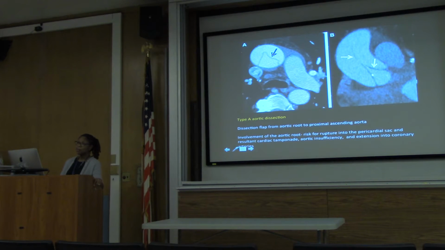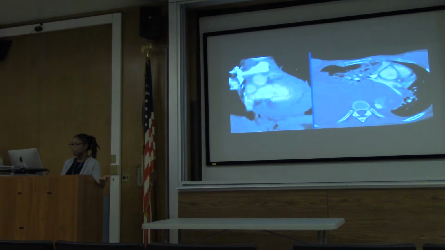Like I mentioned, the type A's are very dangerous because they can involve the aortic root and can actually propagate into the pericardial sac, resulting in aortic insufficiency, pericardial tamponade, and also into the coronary arteries. So type A's are definitely handled surgically. So here's an example of a type A dissection that resulted in a large pericardial effusion, and also the aorta has ruptured. There's a large hemothorax, and there's a large mediastinal hematoma. It's actually compressing here the left atrium. So this is a very serious situation.